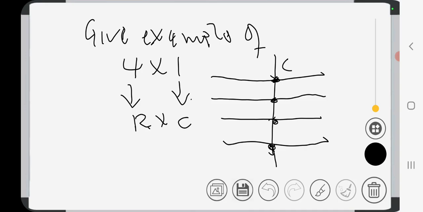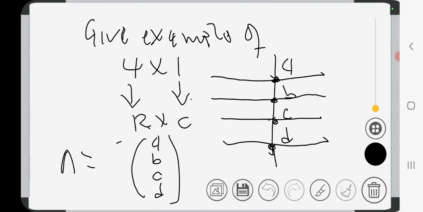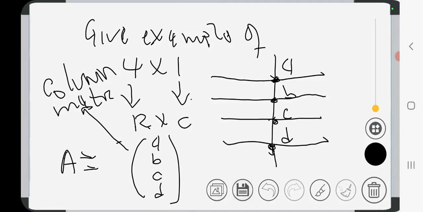So I can write this as A, B, C, D. So the matrix is actually A, B, C, D. So I can write it as matrix A is equal to this. And since we are having just a column, this is an example of what is called column matrix. Column matrix. Since we are having just one column.